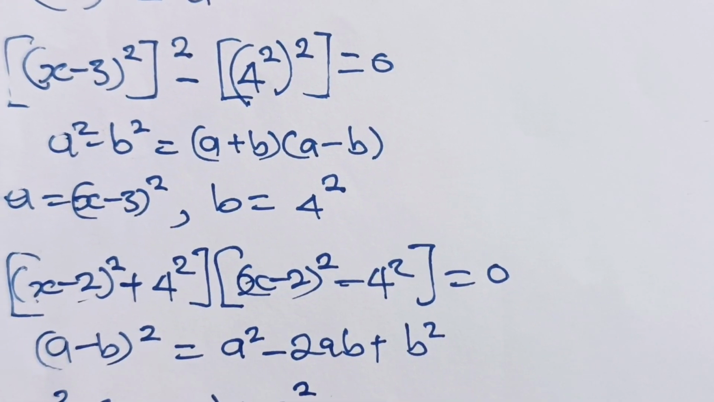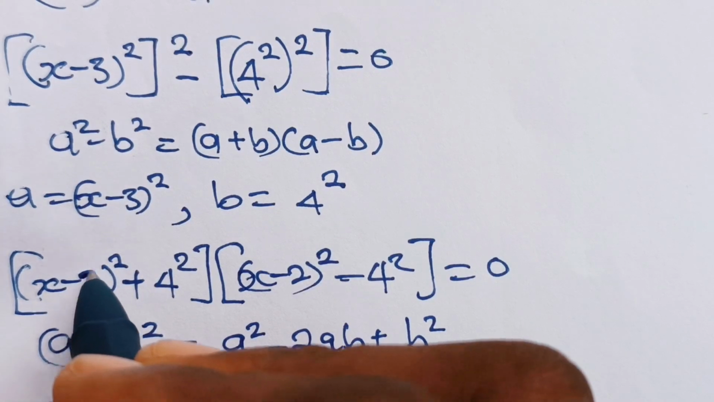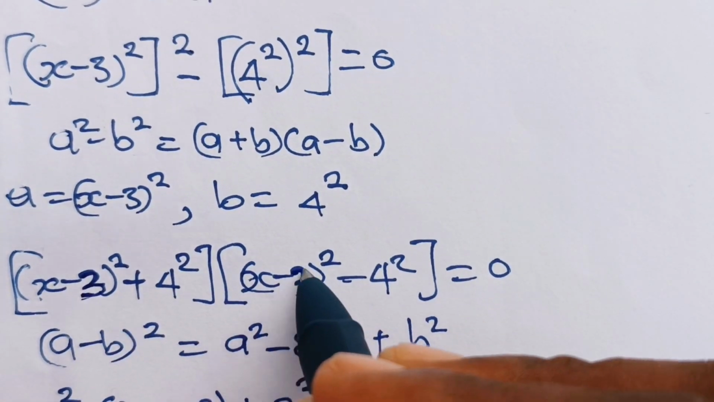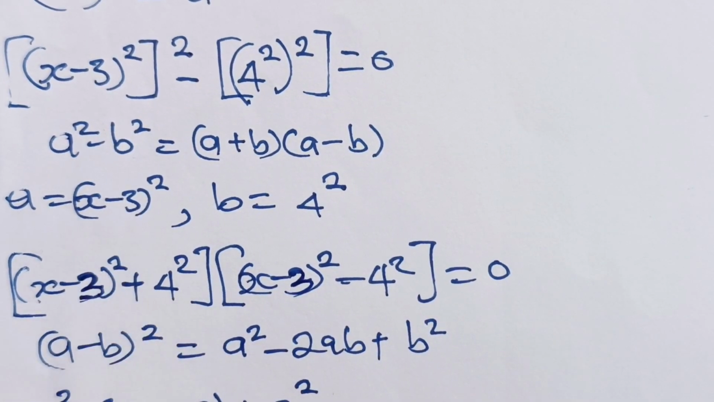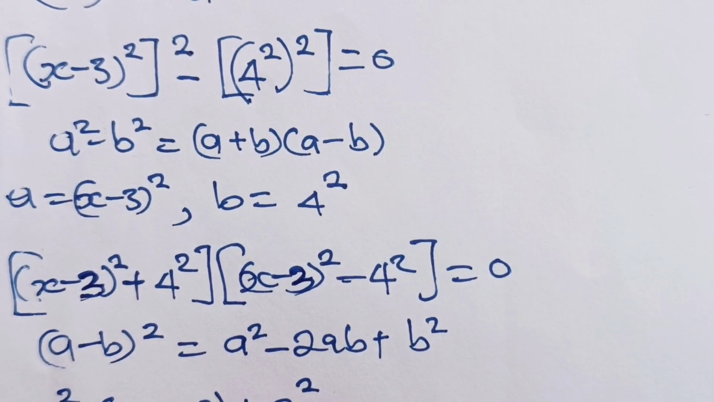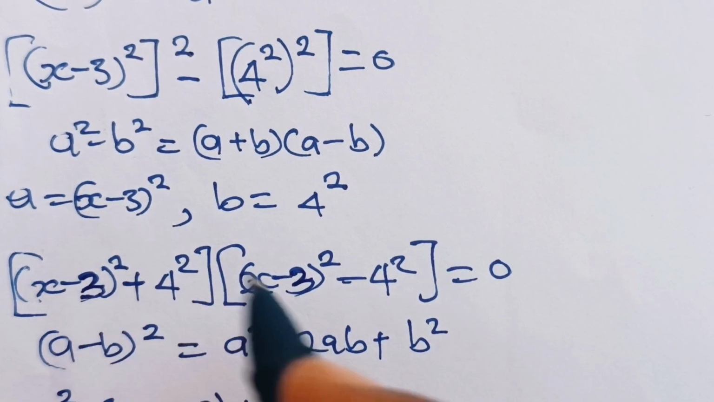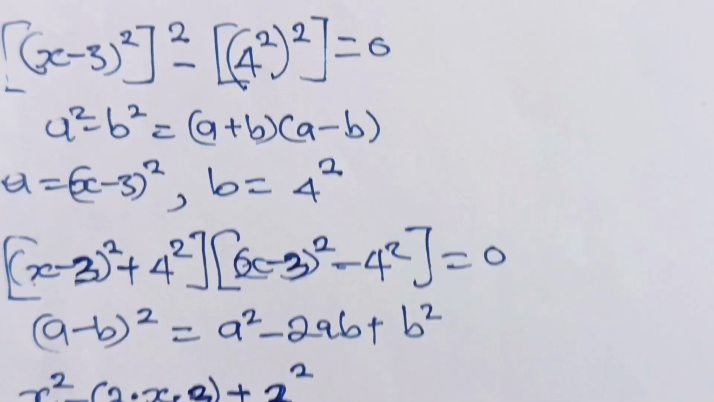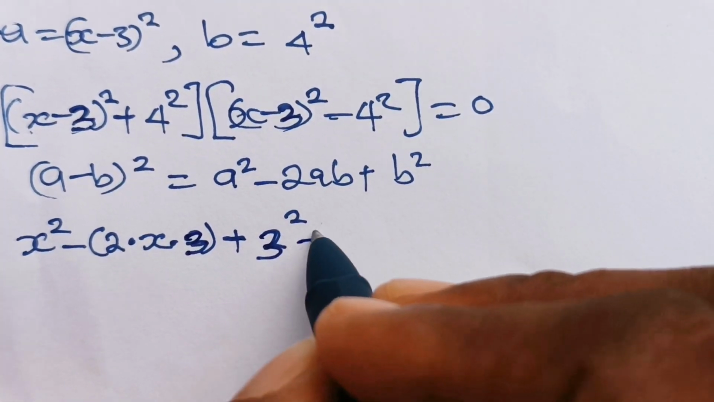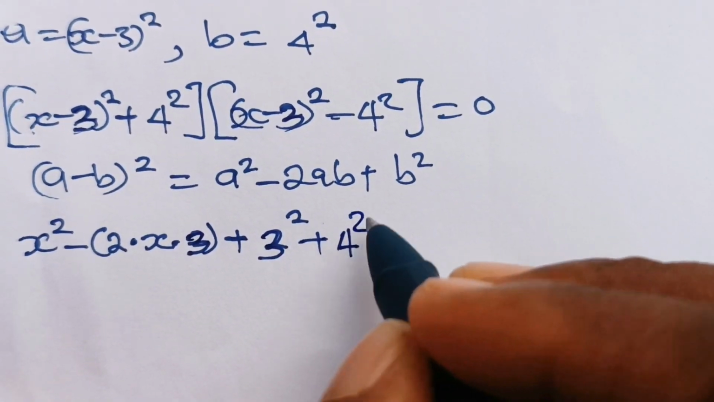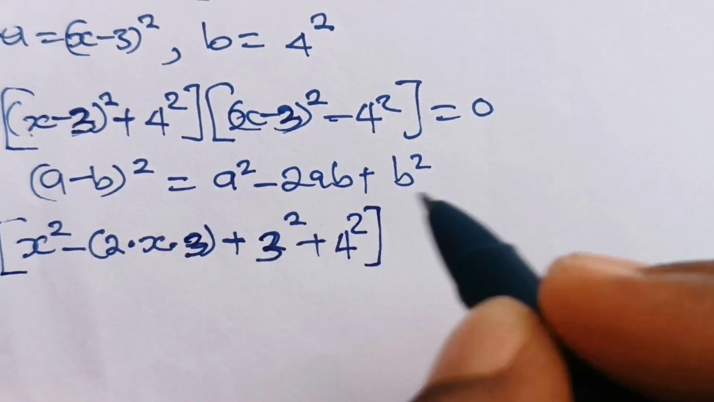Oh, thank God I noticed this on time. So we are making use of 3 and not 2, please. This is x − 3 and not x − 2. So this is going to be 2 multiplied by x multiplied by 3 plus 3², 3², okay? Then plus 4². That is it for the first bracket.